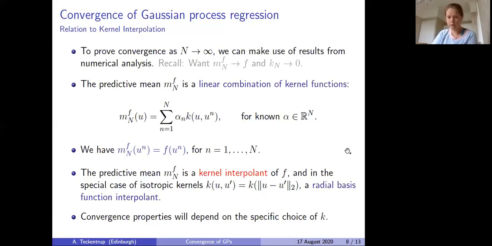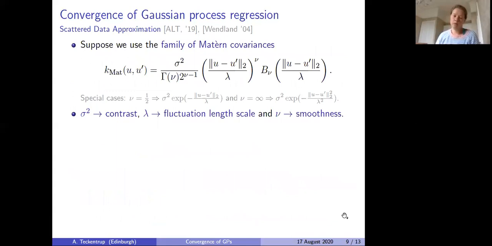Okay. So the results very much depend on K, and I'm now going to show you two different specific examples which are frequently used. One of the examples that is very often used is the family of Matern covariances. This is a parametric family of covariances. They have three different parameters, which are these hyperparameters that I talked about earlier. There's one parameter which governs the contrast. This is the sigma squared parameter, which is just a multiplicative factor here.